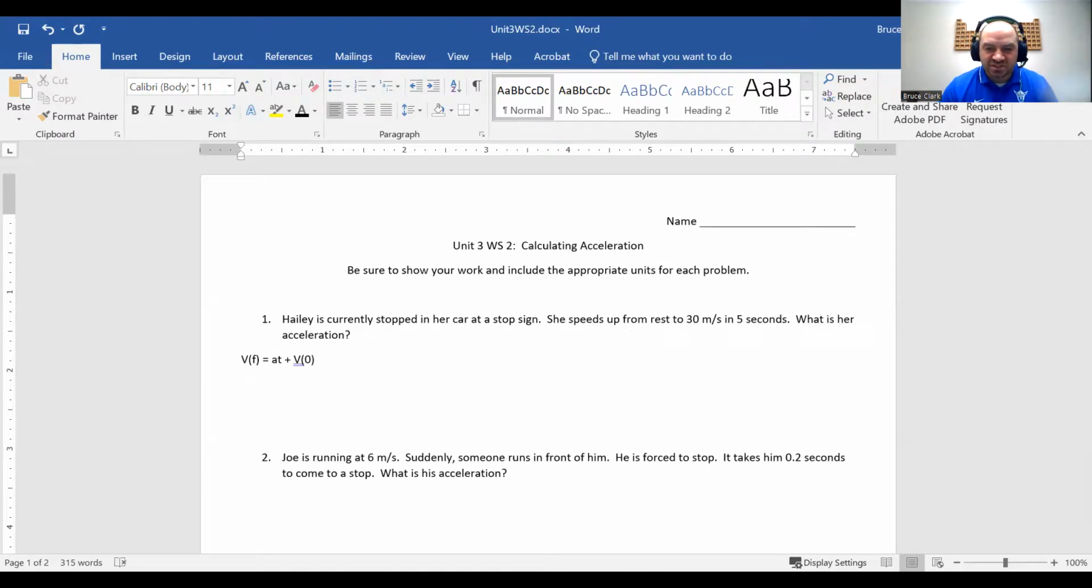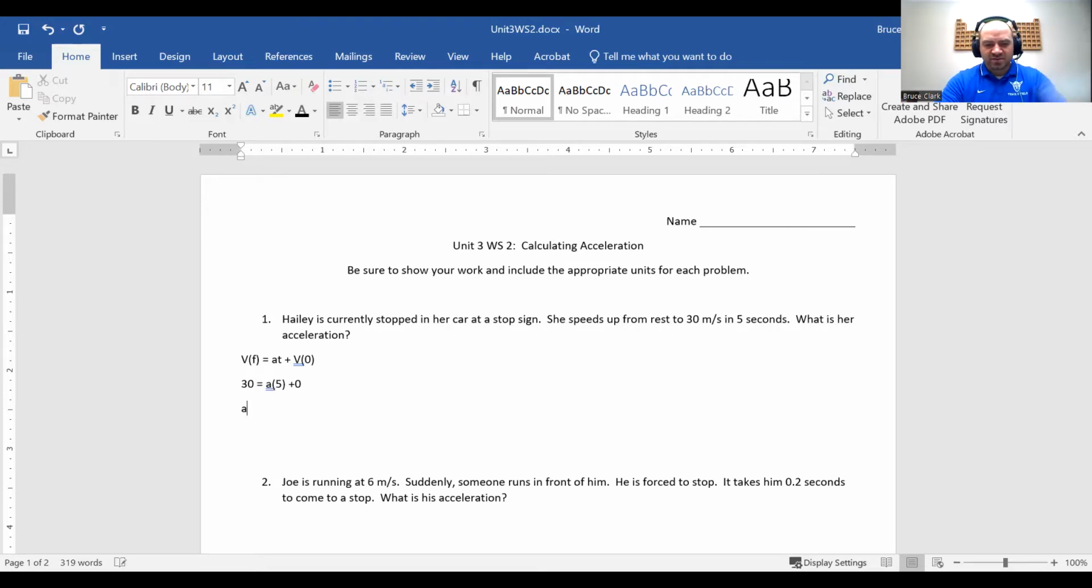Final velocity, so she speeds up from rest to 30 meters per second. So 30 is our final velocity. We are searching for her acceleration, so we don't know that. We know that she takes 5 seconds, and we know that she's currently stopped, so her initial velocity is 0. Okay, so pretty straightforward one here. 30 divided by 5, we know her acceleration is going to equal 6 meters per second per second.